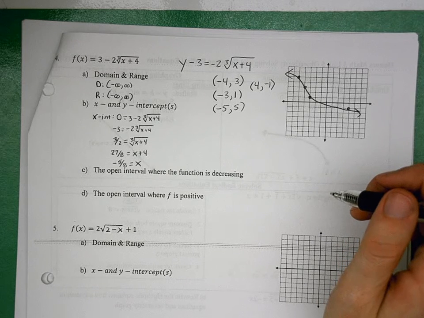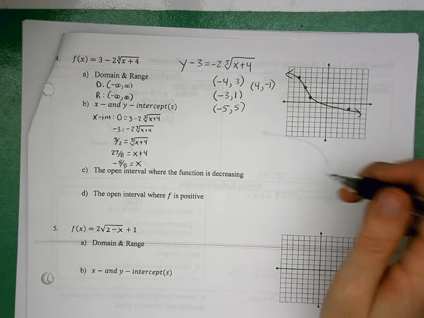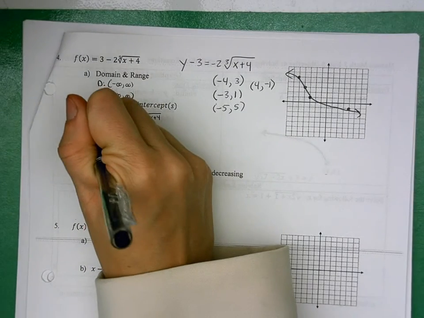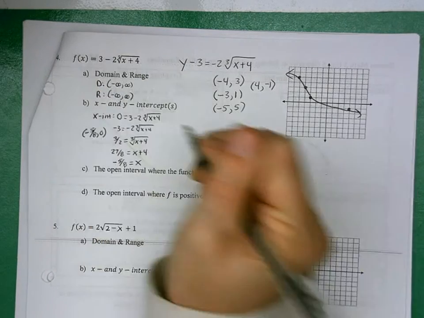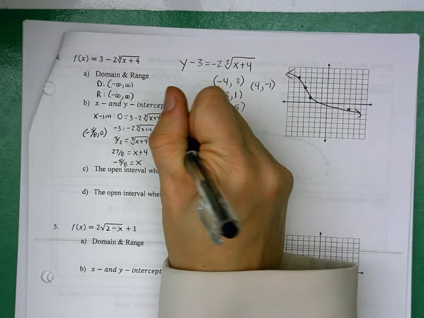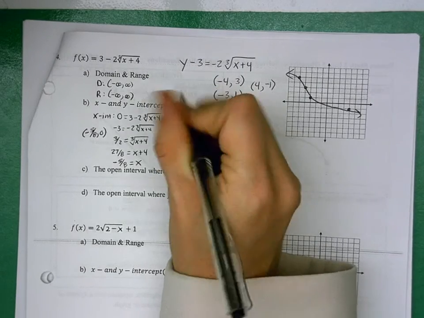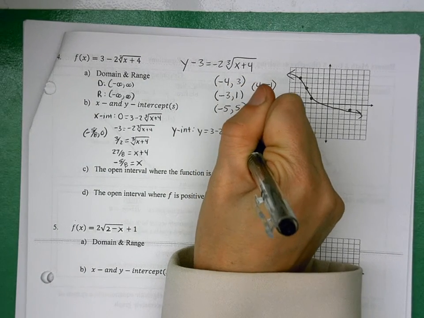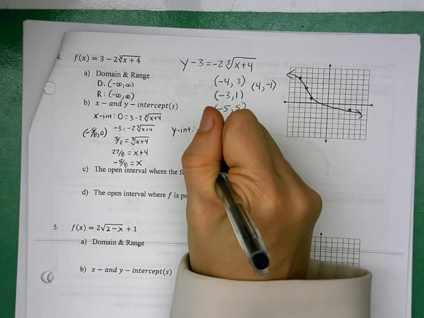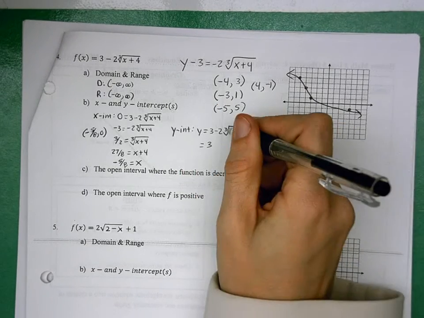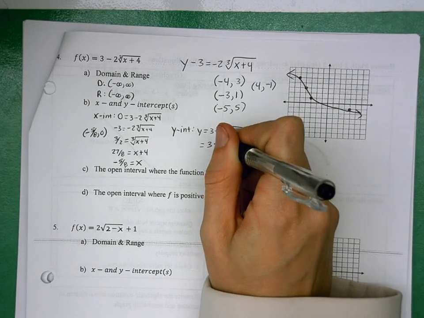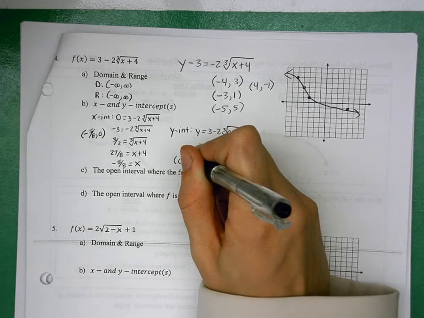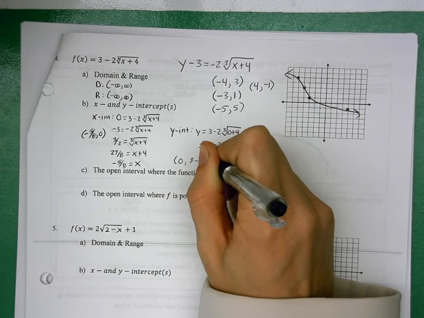Or at least I should say it doesn't look like it crosses at a very nice place to cross, because in this case our x-intercept would be at negative 5/8. Okay. Y-intercept is when x equals 0. So plugging 0 into my x here, we have y equals 3 minus 2 times the cube root of 0 plus 4, which does not simplify very far. Cube root of 4 is cube root of 4. So actually my y-intercept is that, which definitely does not look like a very nice point on our graph.